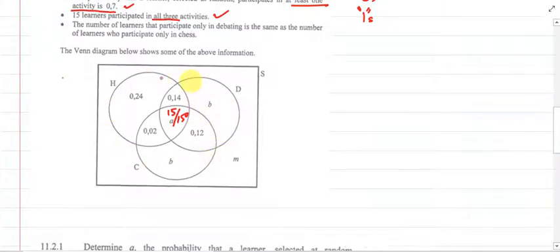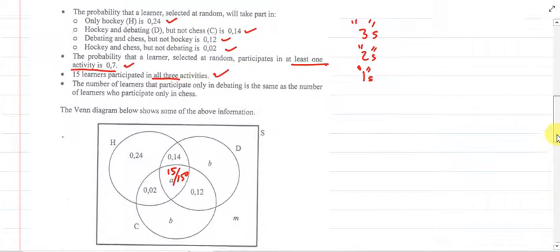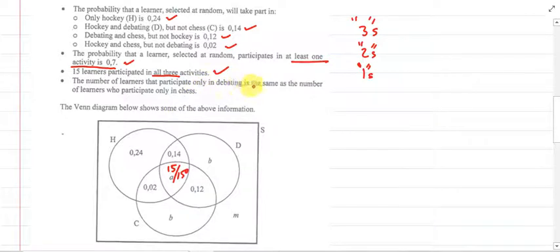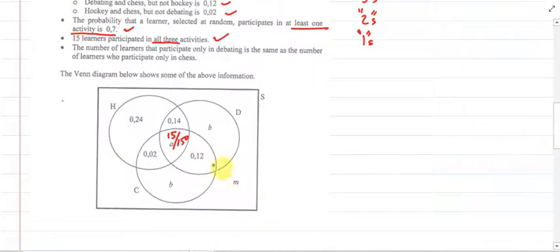So they're talking about the area inside here, and they're telling us the area of this entire thing is 0.7. The number of learners that participate only in debating is the same as the number of learners who participate only in chess. So there's B and B, that's also represented. Then obviously this entire thing sums up to 1, so the value of M should be 0.3, because this part is 0.7 and the probability of the sample space is 1.